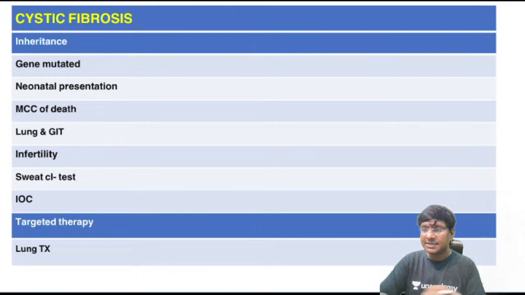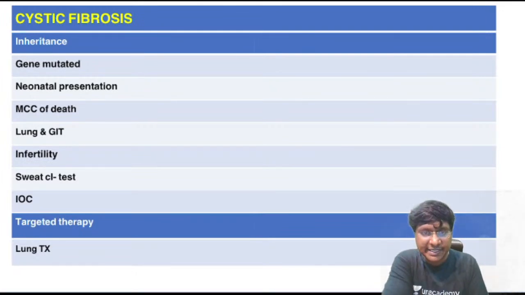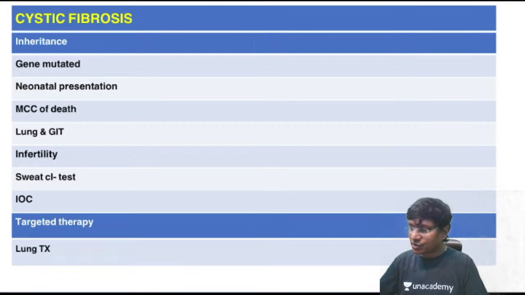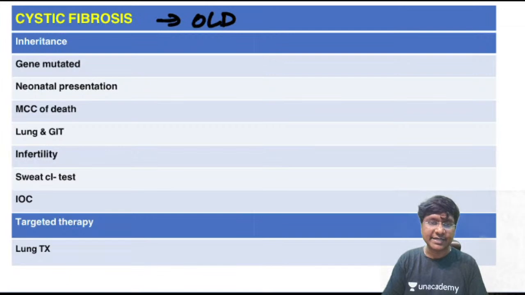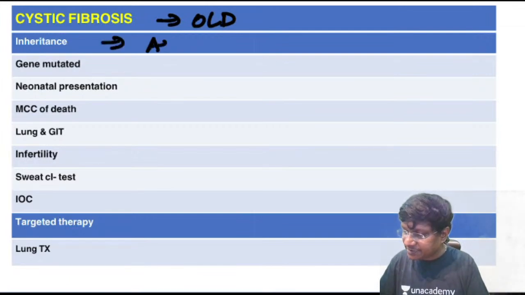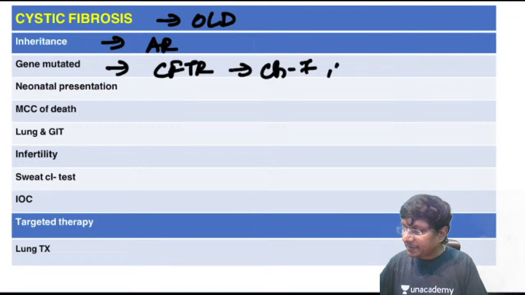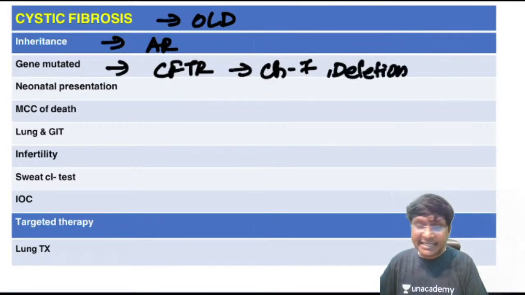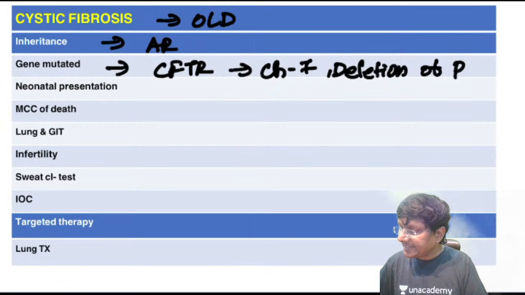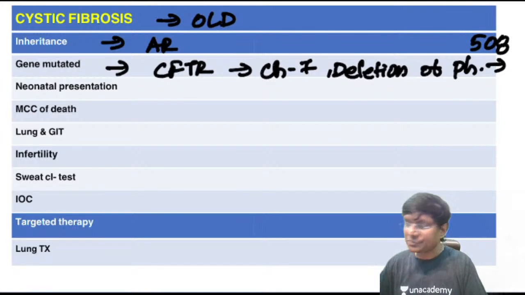Right, now the next important topic for the quick revision is cystic fibrosis. If you take cystic fibrosis, this is also an obstructive lung disease, and the type of inheritance is autosomal recessive. The gene which is mutated is the CFTR gene, and this CFTR gene is present on chromosome 7. The abnormality is the deletion of phenylalanine at the 508 position.